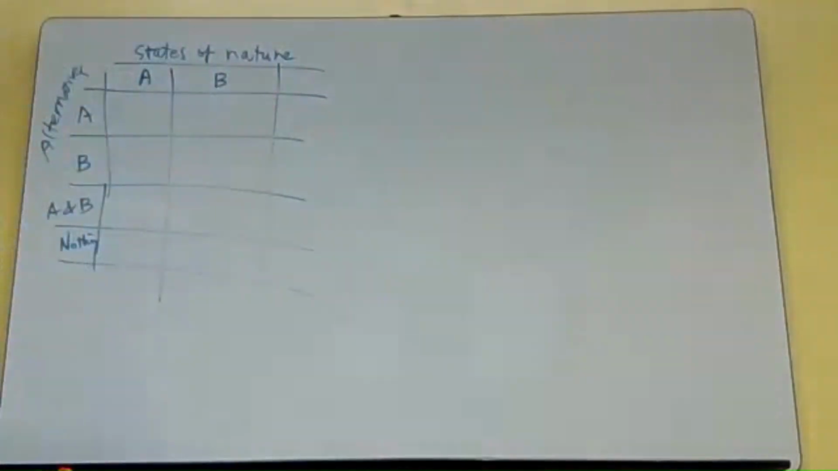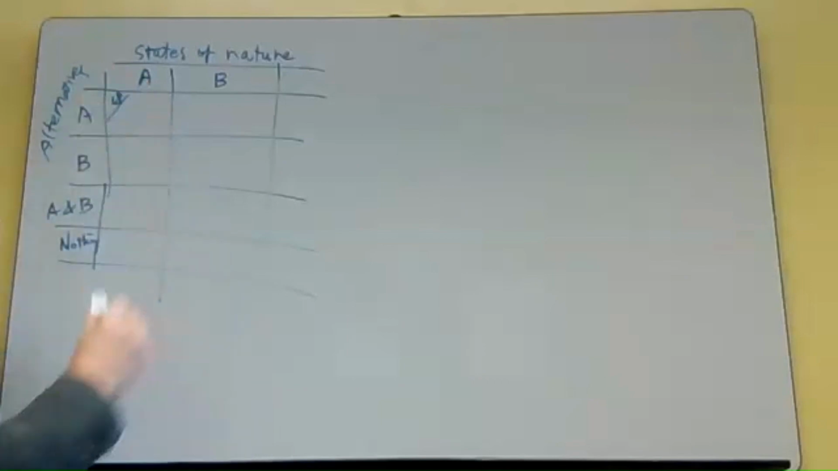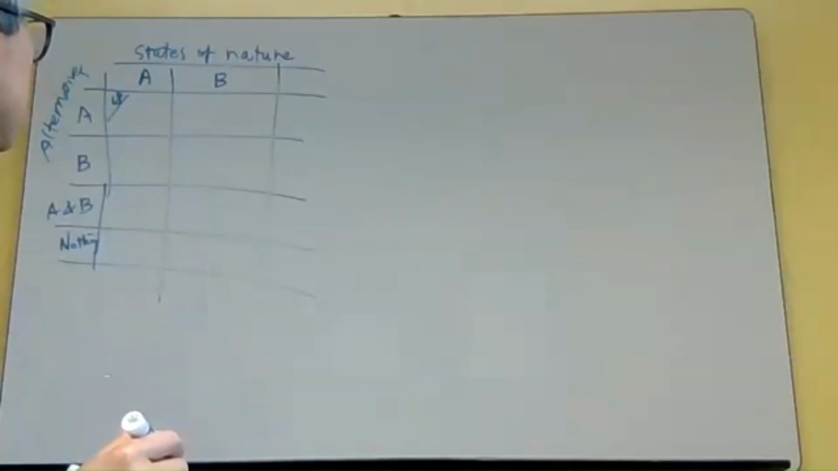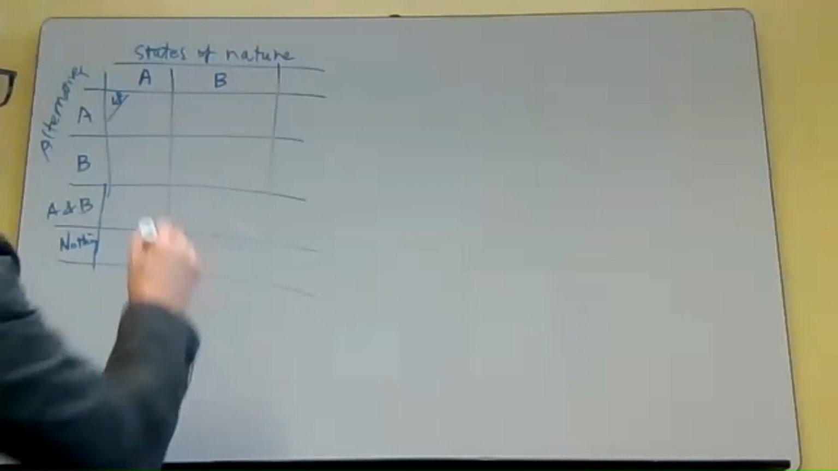Okay, so the current value of a parcel in location A is $18 million. And a parcel in location B, $12 million.